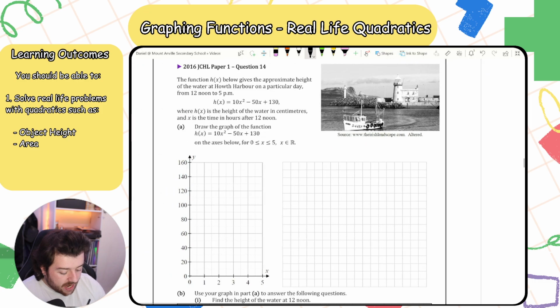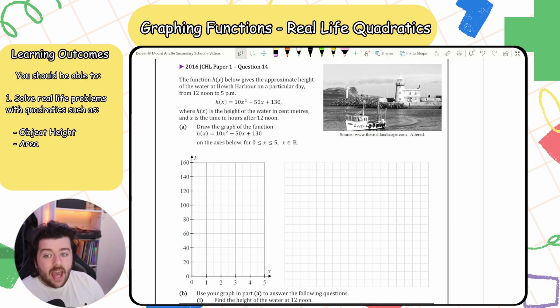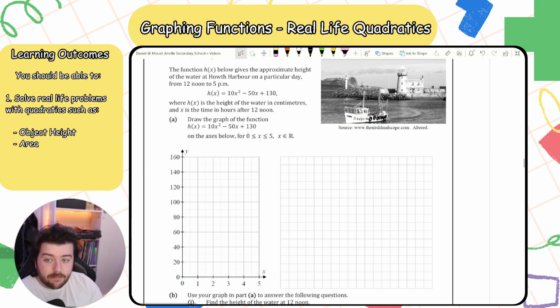So let's get cracking. This is the 2016 paper. This question states, the function h of x below gives the approximate height of the water at Howth Harbour on a particular day from 12 noon to 5 p.m. So h of x equals 10x squared minus 50x plus 130.